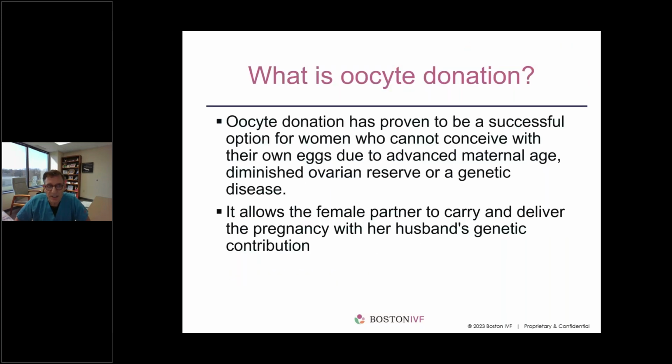So what is oocyte donation? Basically, the first one was done back in 1984. That was the first time that a couple used an egg that wasn't theirs to have a child. It has been proven to be a very successful option for women who cannot conceive with their own eggs for many different reasons: advanced maternal age, diminished ovarian reserve, or a genetic disease. Basically, the whole idea is that it will allow a woman to carry and deliver a baby using her husband's genetic contribution or a donor sperm if she decides to do so.